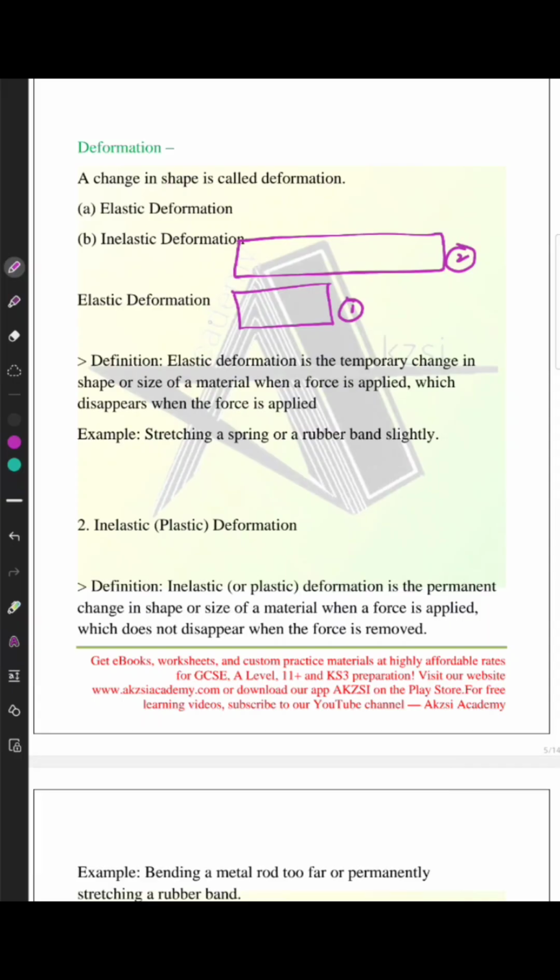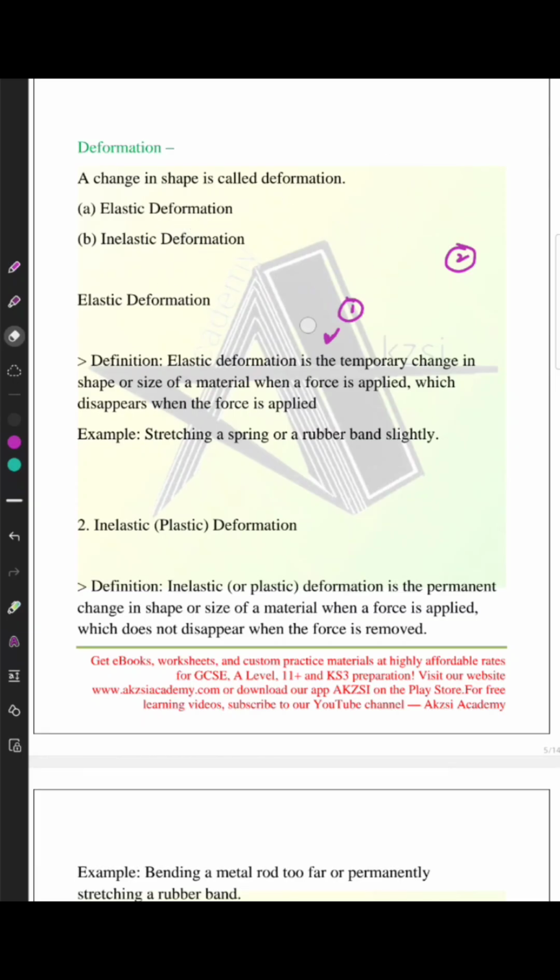Take an example: this is an object resting, and then you start extending it. That's the second step, and now you have released the force. Upon releasing the force, it doesn't come back to its original position. It has to be like this, but unfortunately it's like this. There is a visible deformation of this length. You have extended it permanently, and now you're not able to bring it to its original shape. So that deformation is called inelastic deformation.